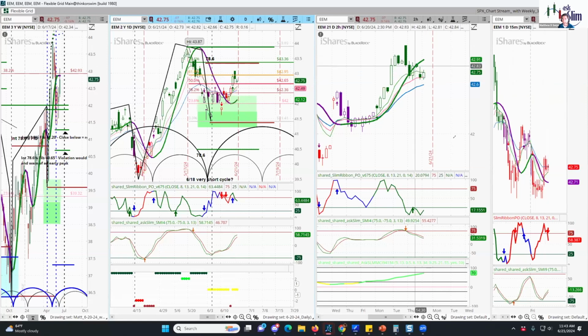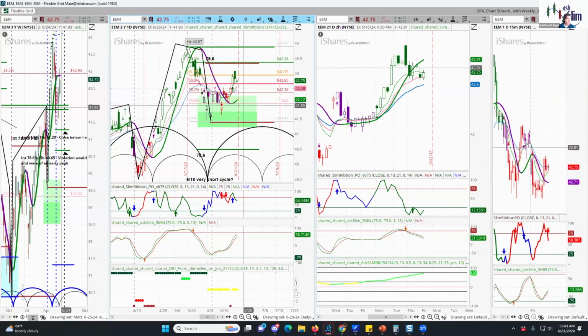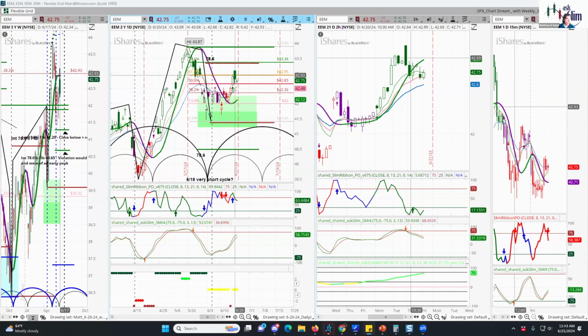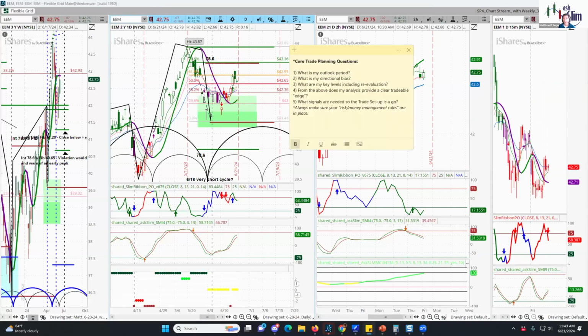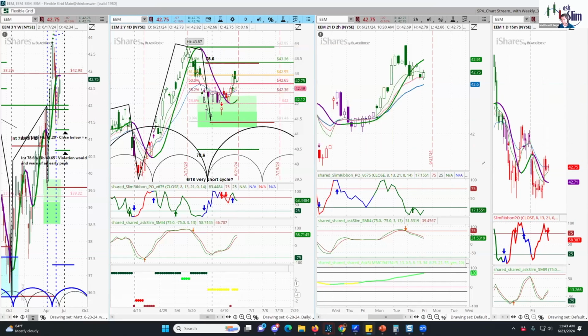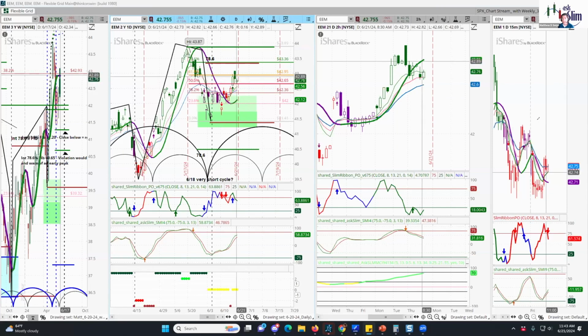So I don't have a trade right now, because as we go through these trade planning questions, it is really important that you get to this final step, which is what are the signals needed so the trade setup is go. I've done everything else. I feel like I have a tradable edge. But based on the work that we do and what I look for in terms of price action, I don't have it yet. So I would need to see at least the 15-minute slim ribbon turn up to suggest to me that that next leg may be starting.